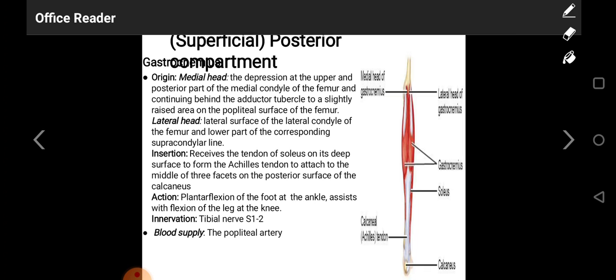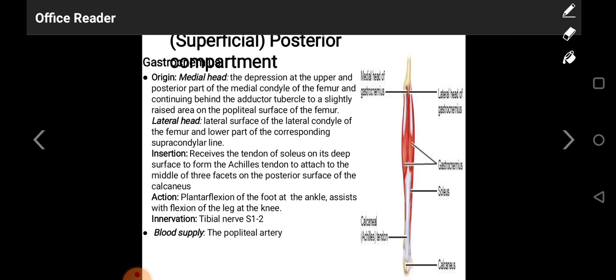The lateral head arises from the lateral surface of the lateral condyle of the femur and the lower part of the corresponding supracondylar line. Insertion: it receives the tendon of soleus on its deep surface to form the Achilles tendon to attach to the middle of the three facets on the posterior surface of the calcaneus.